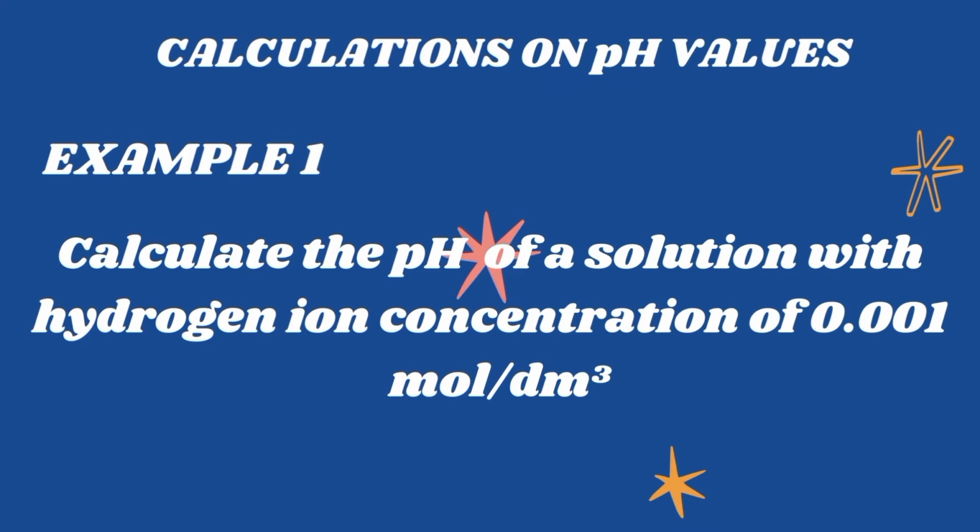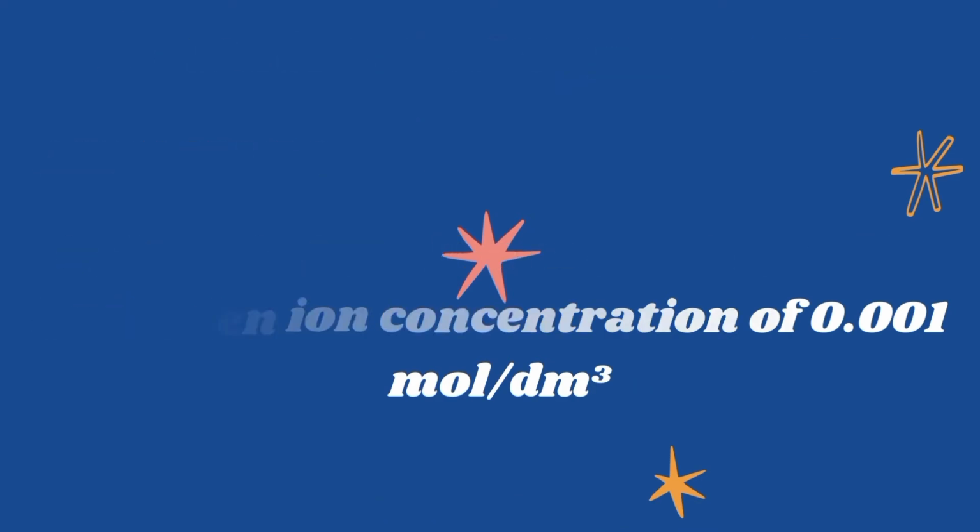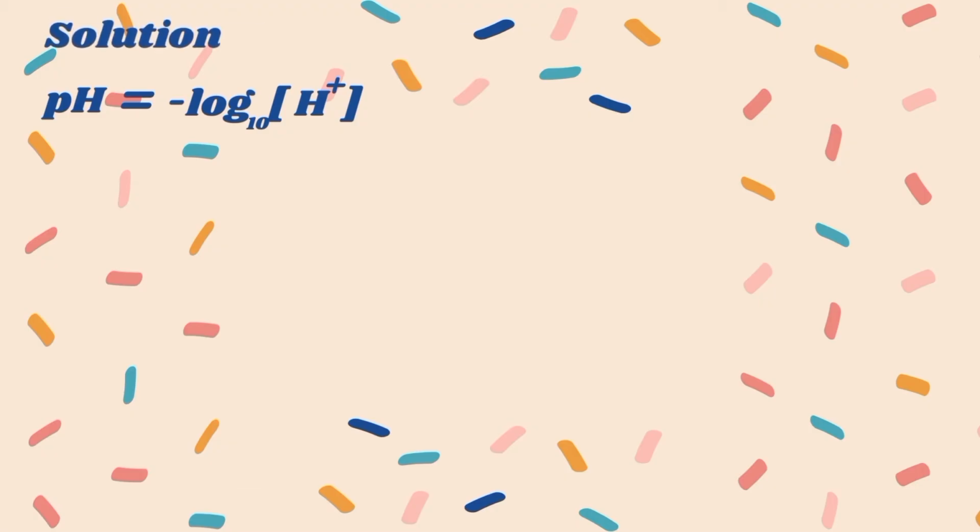So how do we go about this question? This question is a very simple one. The hydrogen ion concentration has already been given to us as 0.001. So we'll be starting by looking at the formula for pH. pH, like you already know, is equal to negative logarithm of hydrogen ion concentration to base 10. So all we need to do is to substitute the value of hydrogen ion concentration. And from our question, the value of hydrogen ion concentration is 0.001.